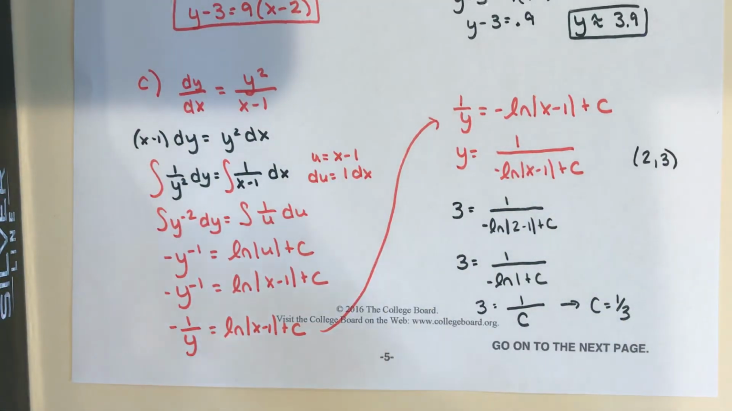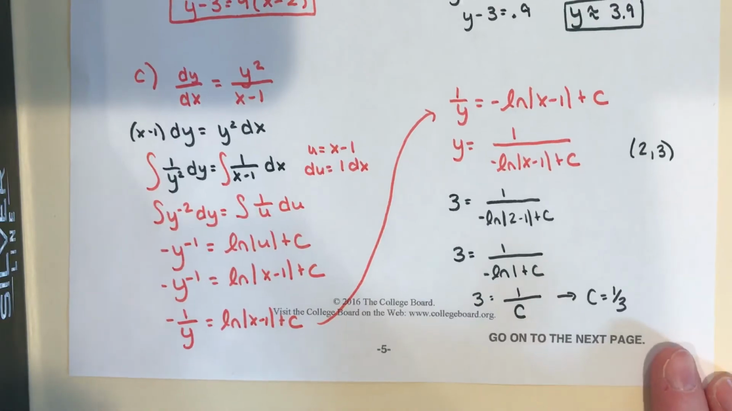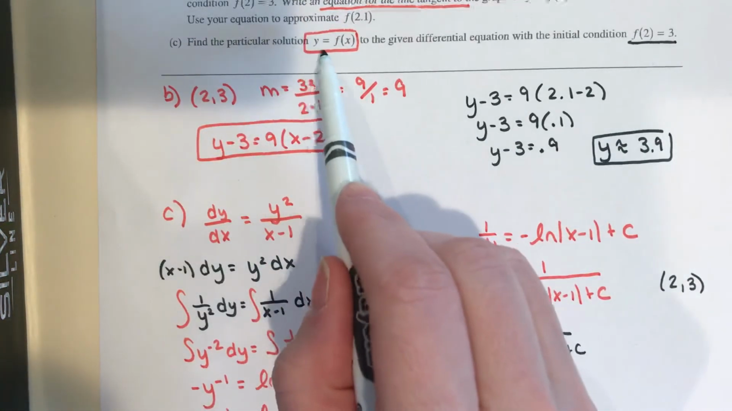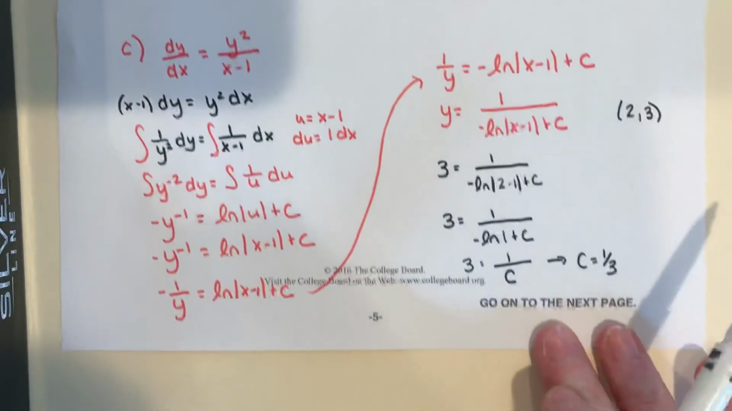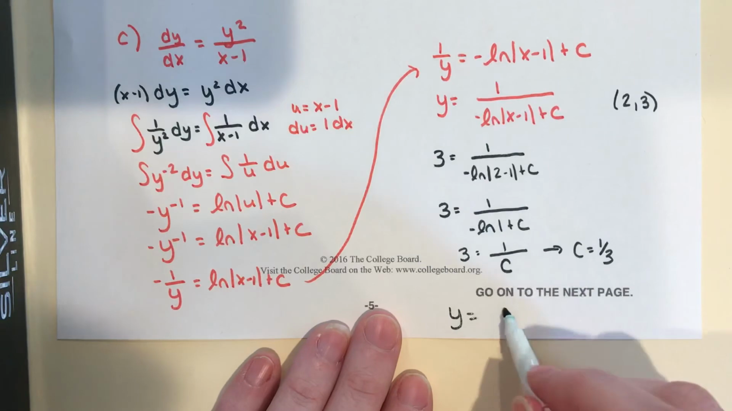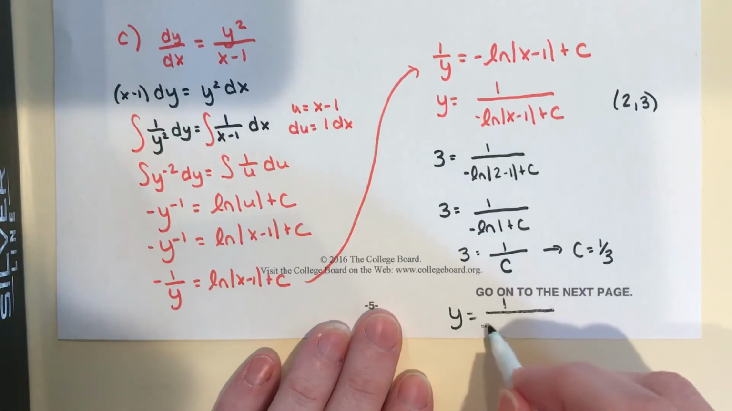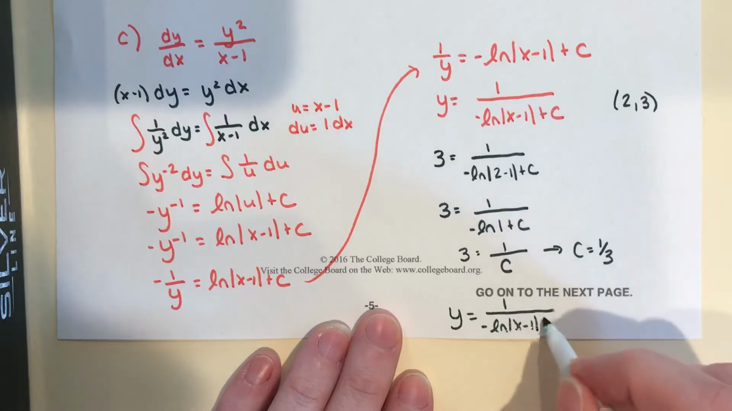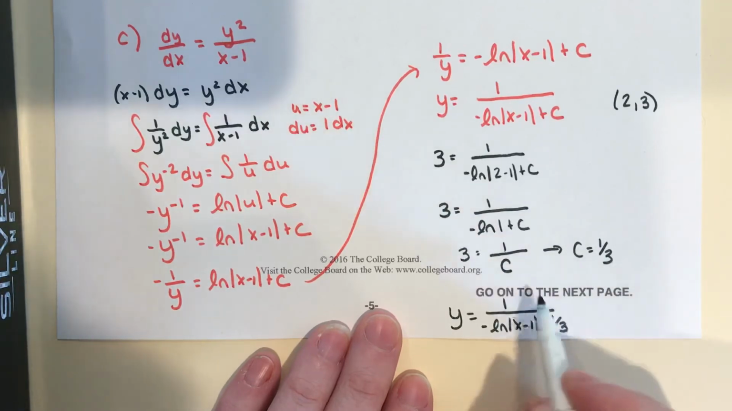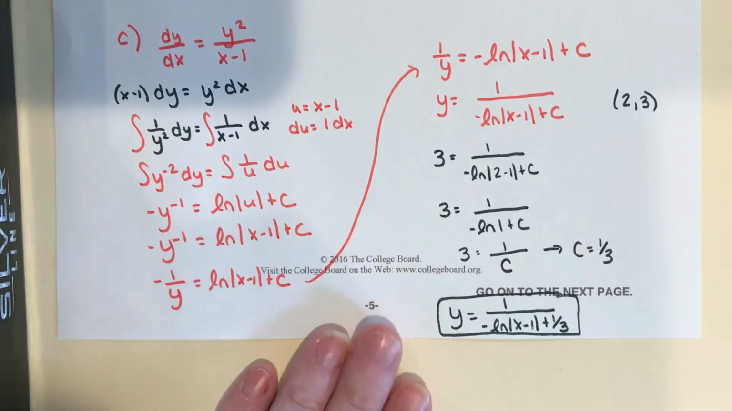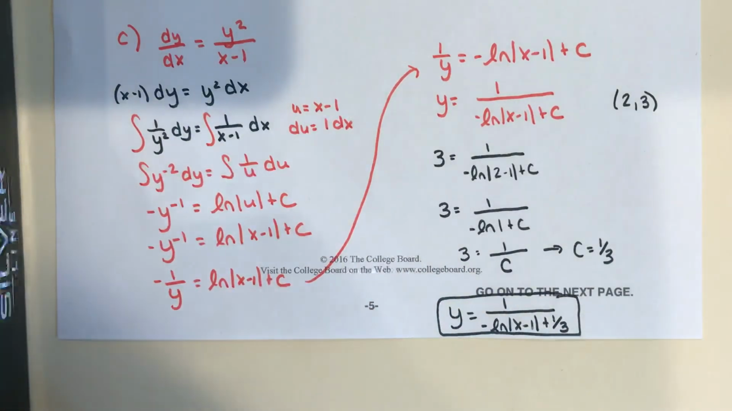So for my final answer, I have to now write my y equals, right? The directions say find the particular solution, y equals. So I'm going to go and write my particular solution. Y equals 1 over negative ln of x minus 1. And my plus c I just solved for, so plus 1/3. So there's my final answer.